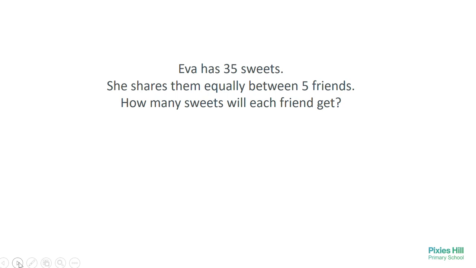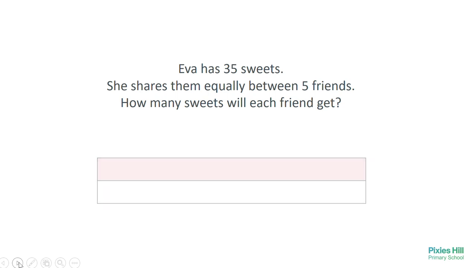Here is an example of a word problem using sharing or grouping. This one will be sharing. Eva has 35 sweets. She shares them equally between 5 friends. How many sweets will each friend get? I'm going to use a bar model this time, and I'm going to look at my key information. So my key information is the 35. So 35 will go at the top of my bar model. That is the whole amount.